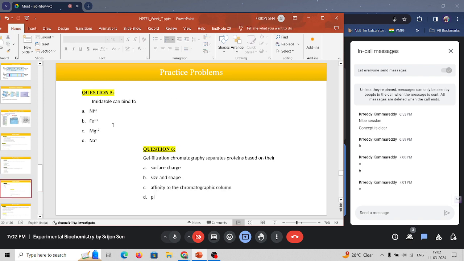Imidazole can bind to nickel, iron, magnesium, sodium.